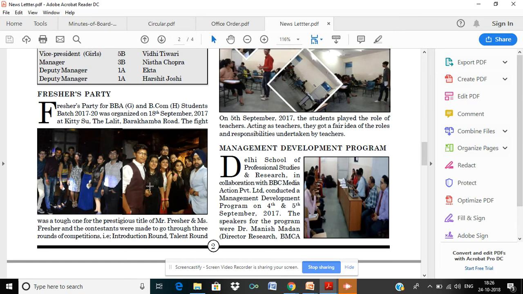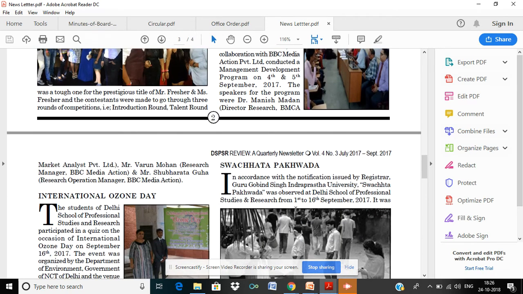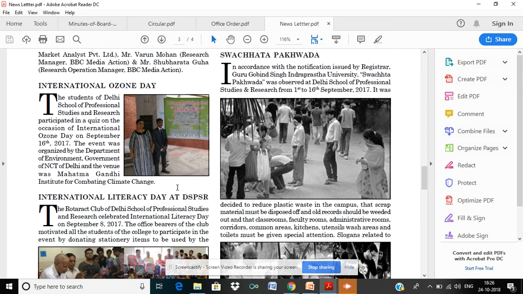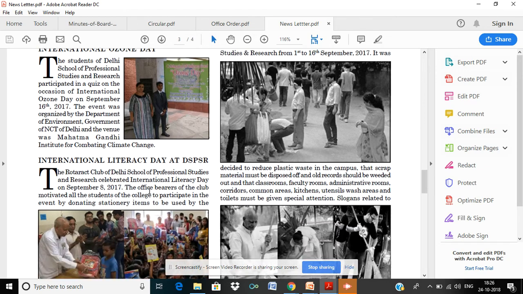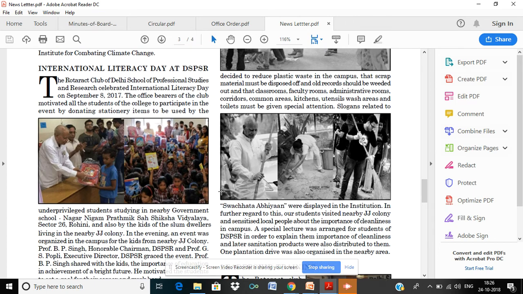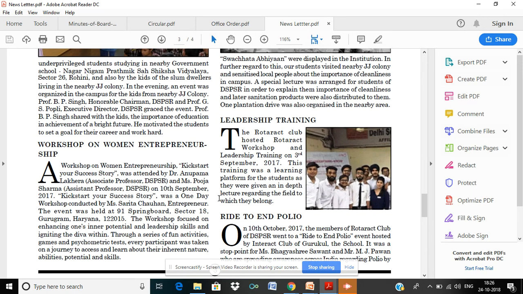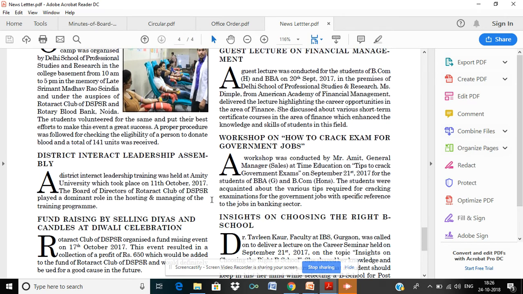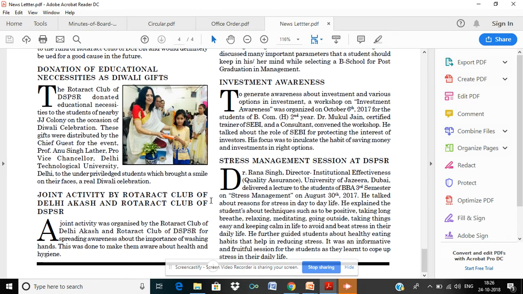Freshers party we organized, some MDP program was there. Swachhata Pakhwada, we celebrated that. Then International Ozone Day, our students participated there, which was organized by the Department of Environment, Government of NCT of Delhi. These are the things that happened in the past for that particular period, so we are covering that information. So this is the newsletter. We can see it here.